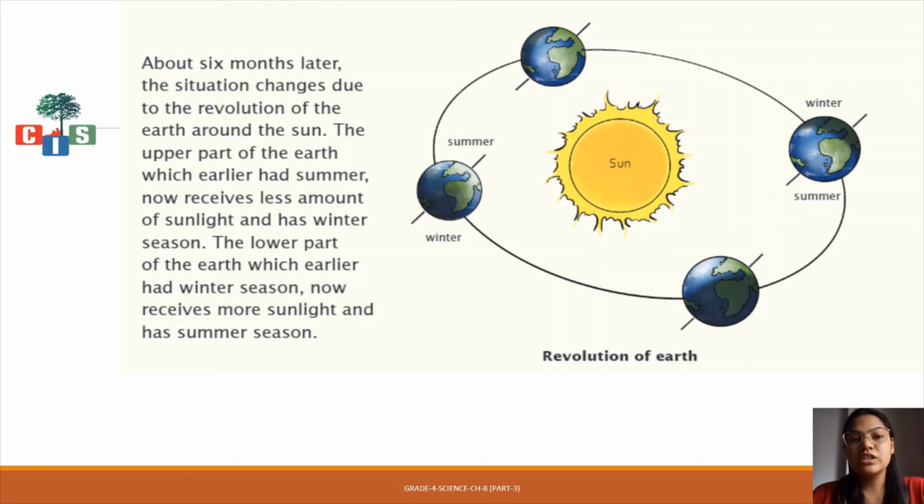So this way, because of the revolution of the earth around the sun and because the earth is tilted, we get different seasons. Okay, children, I hope you understood this much.